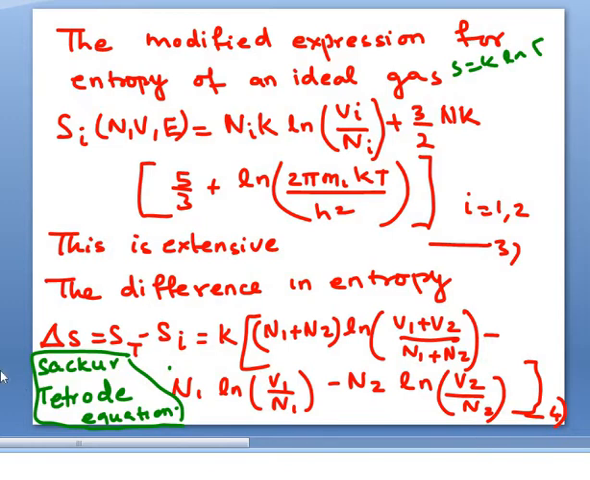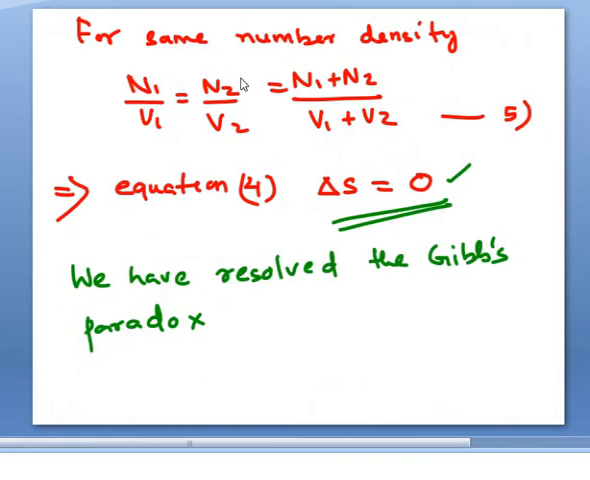Now this modified expression for entropy incorporating the Gibbs correction is known as the Sackur-Tetrode equation, proposed by Sackur and Tetrode in their research paper. This is the modified expression for entropy. Now, to check whether it is correct or not, we have to check whether this delta S goes to 0 for mixing of two same gases. So let us see. For the same number density, N1 by V1 is equal to N2 by V2 is equal to N1 plus N2 by V1 plus V2, which is generally so for the same gas.